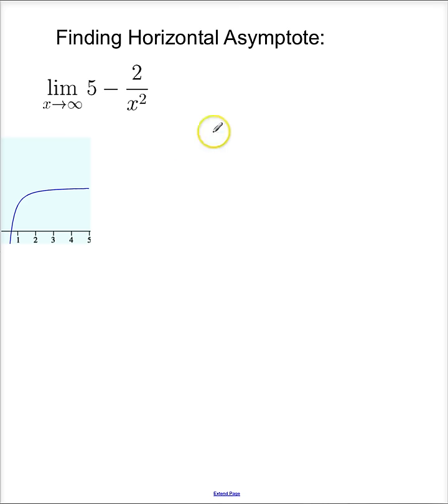Now, finding the horizontal asymptote, we just discovered that that limit is 5. So the horizontal asymptote is y equals 5. And I want you to write HA, horizontal asymptote, put a colon, y equals 5.